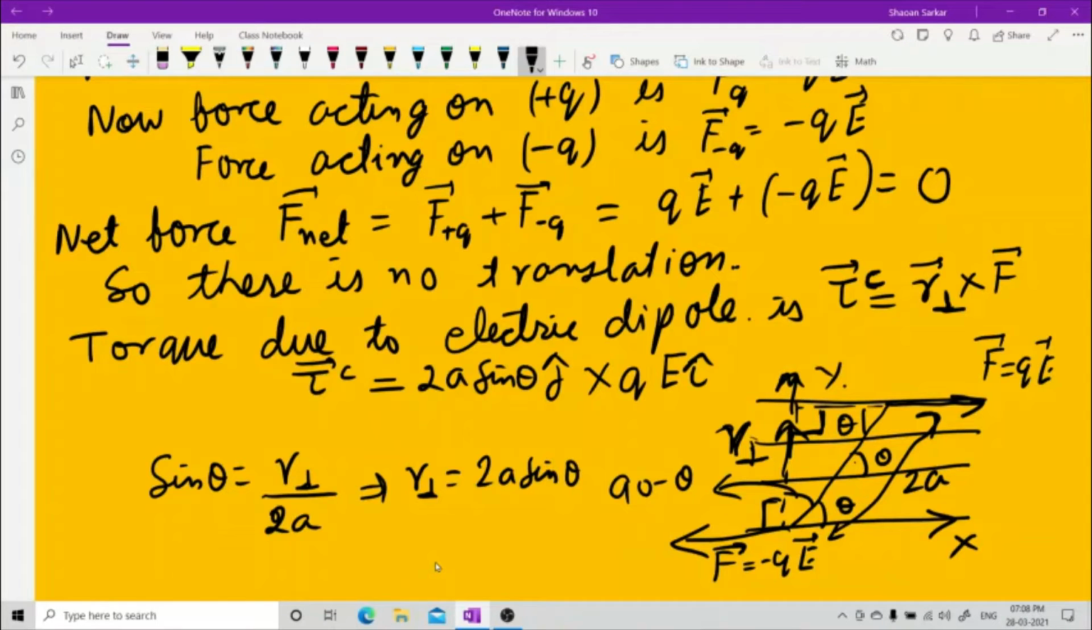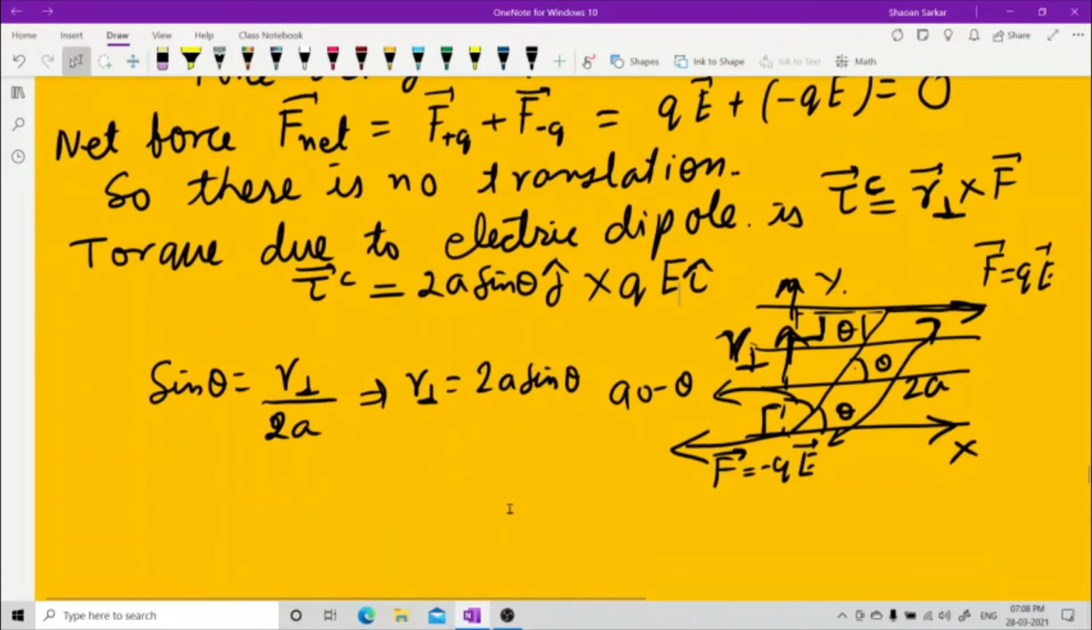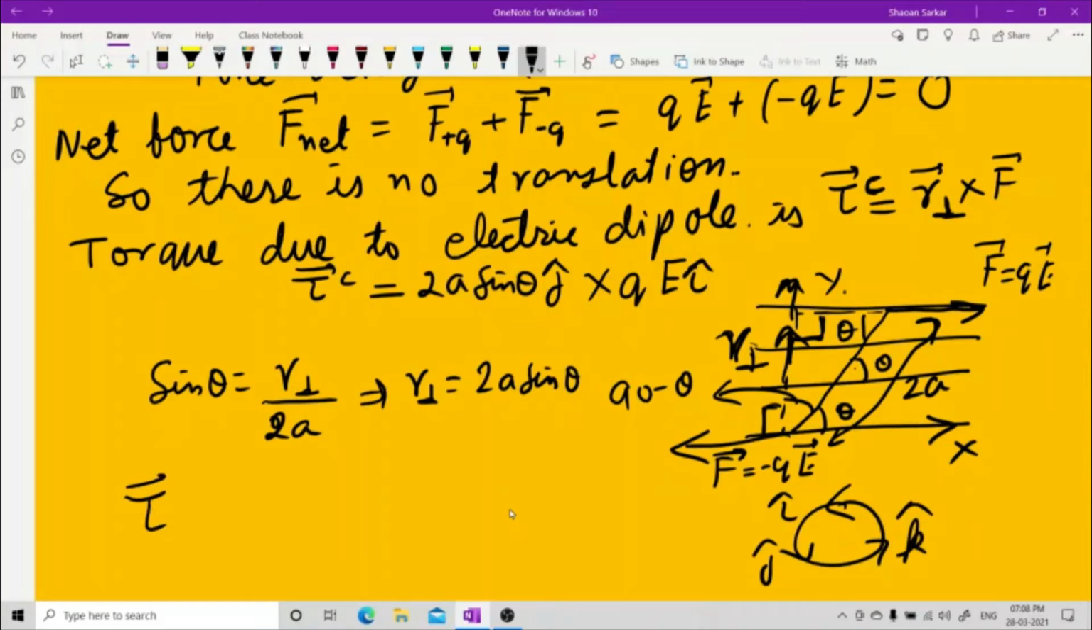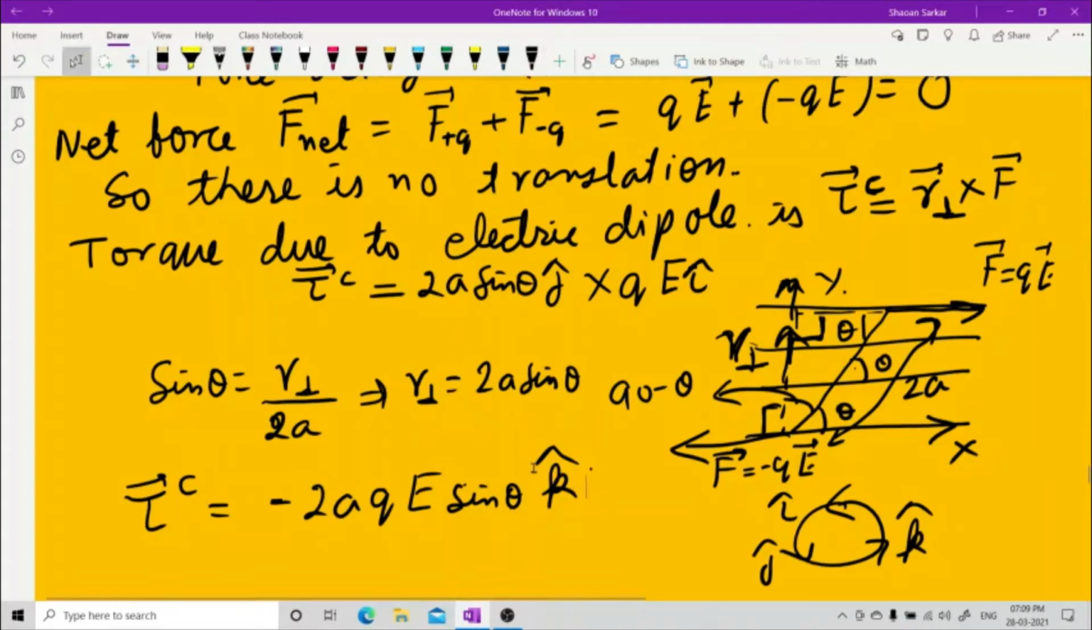Now this torque. See one thing. Now you make this i, j, and k. j cross i is minus k. So torque conservative is equal to minus 2aqE sine theta, k cap. It is in the downward direction. See how it is.